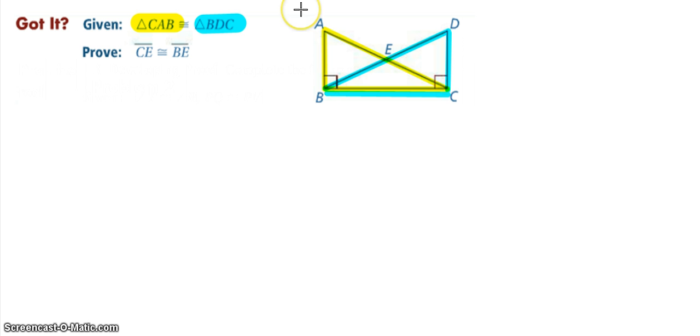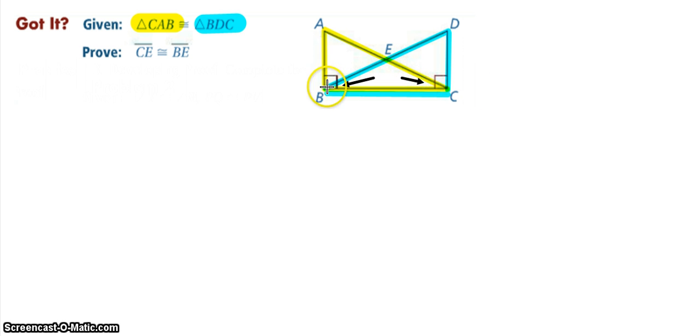So when I look at these two triangles, I've got CAB highlighted here and BDC. And what I know is that these triangles are congruent. So what that also tells me is that this small angle in the blue triangle and this small angle in the yellow triangle must be congruent to each other.